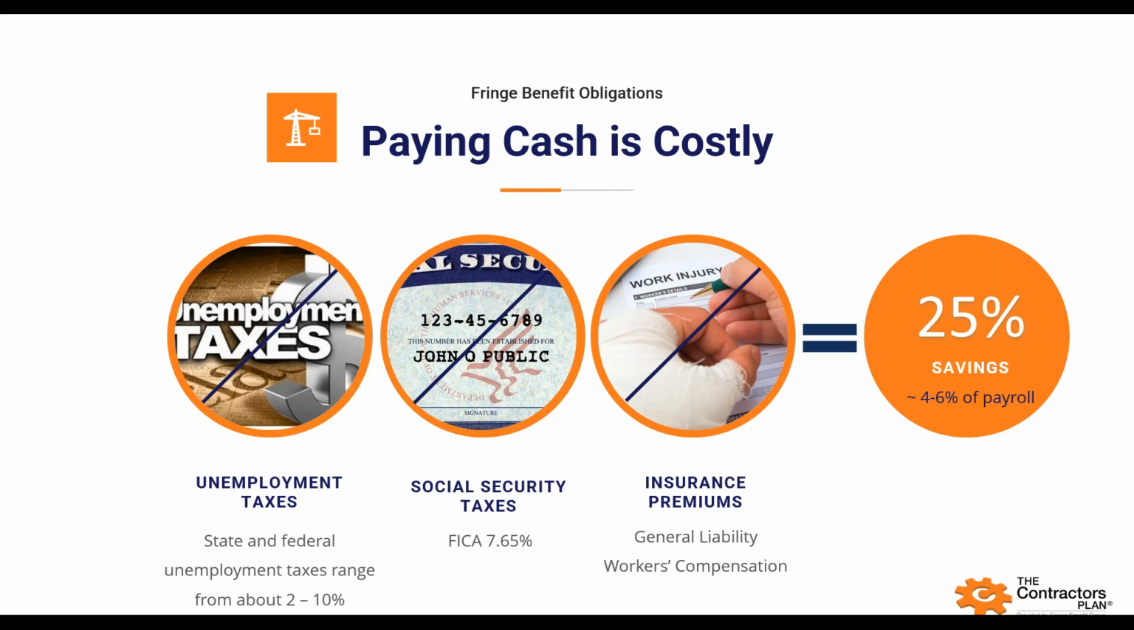Then you've got Social Security, that's 7.65% nationally, obviously it's federal. And then your insurance premiums. In 49 of 50 states, your work comp and general liability insurance premiums are based on your payroll. If you're increasing your payroll, your fringe obligations are now costing you additional money. And so overall, that's about 25% back of the napkin. That would equal, in most cases, about 4 to 6% of your overall payroll costs. So a pretty significant amount of money.